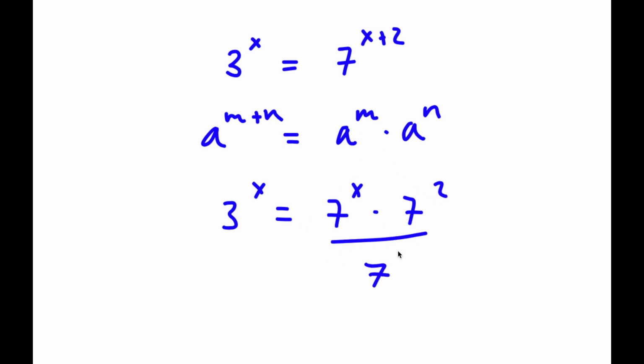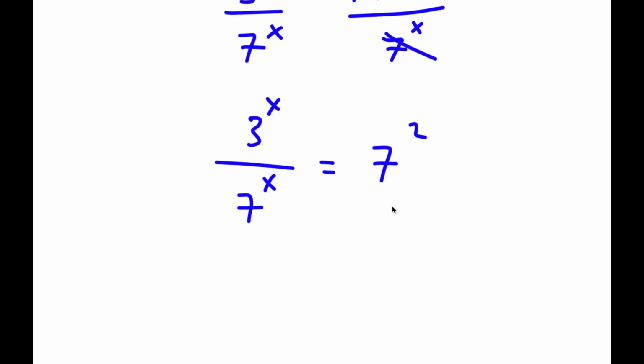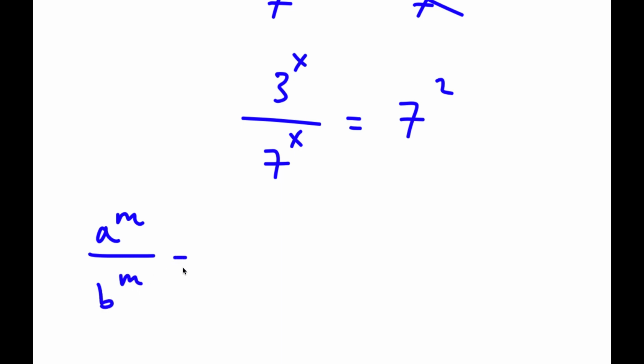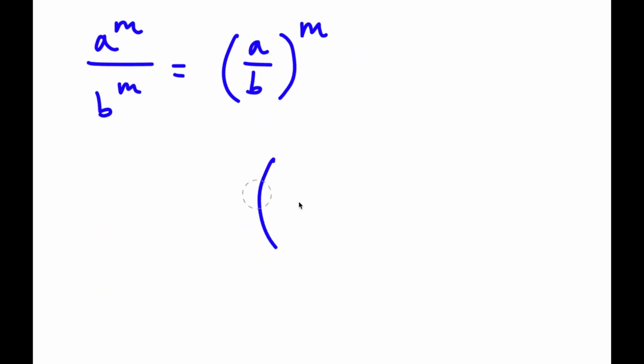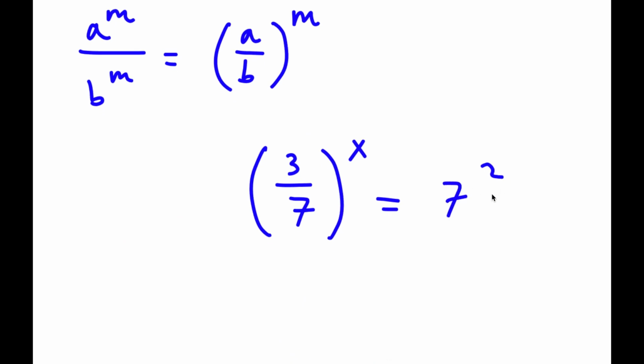Now, I'm going to go ahead and divide both sides by 7 to the power of x. So these two cancel out, and now I'll have 3 to the power of x over 7 to the power of x is equal to 7 to the power of 2. Now, if I have something in the form a to the power of m over b to the power of m, this is equal to a over b to the power of m. So 3 to the power of x over 7 to the power of x is going to equal 3 over 7 to the power of x, which is equal to 7 to the power of 2.